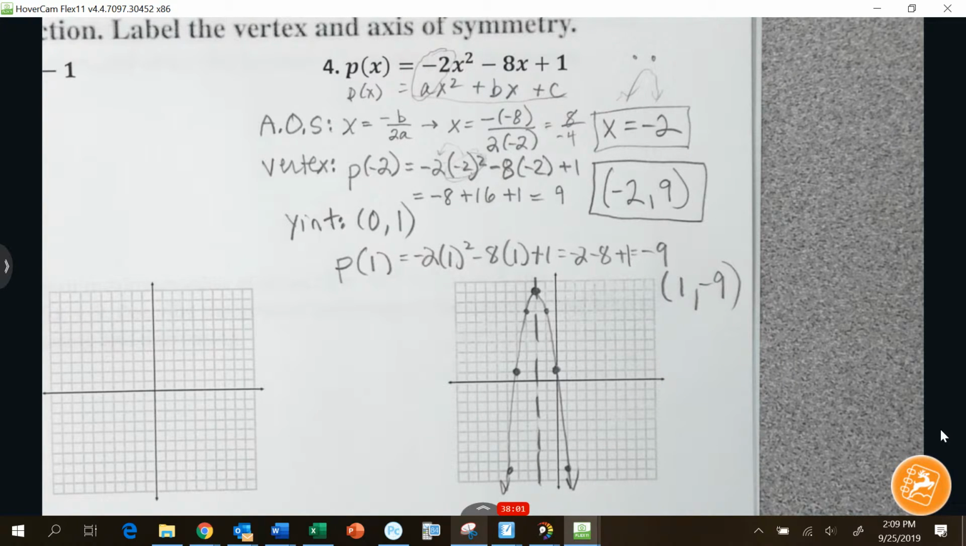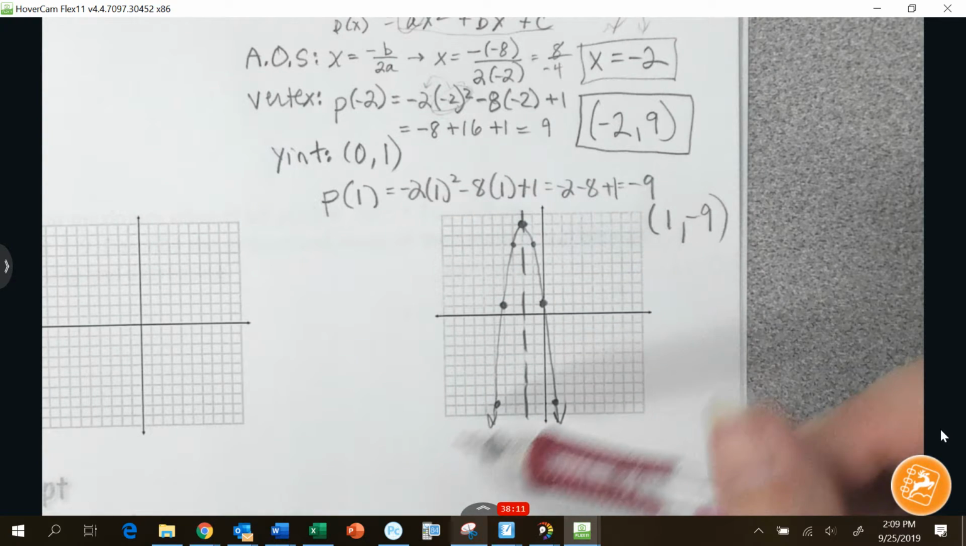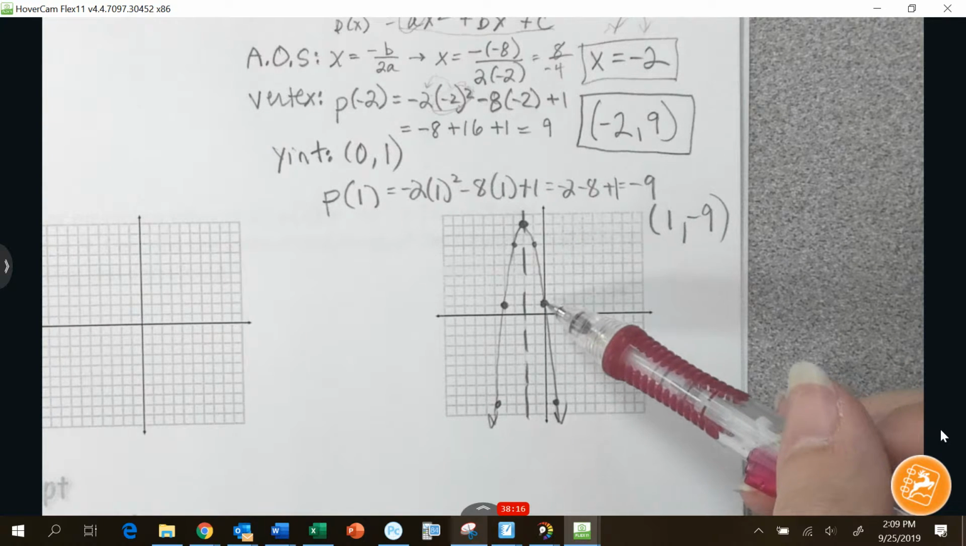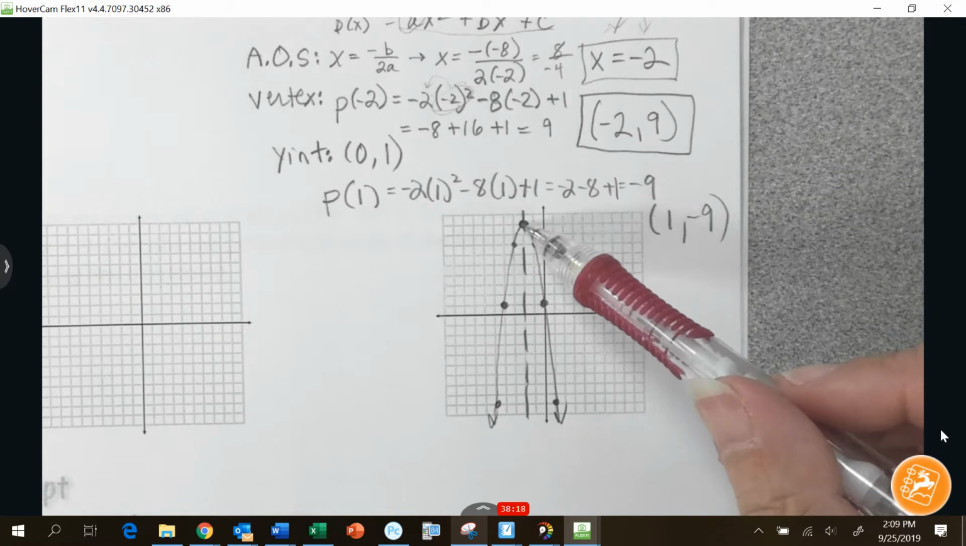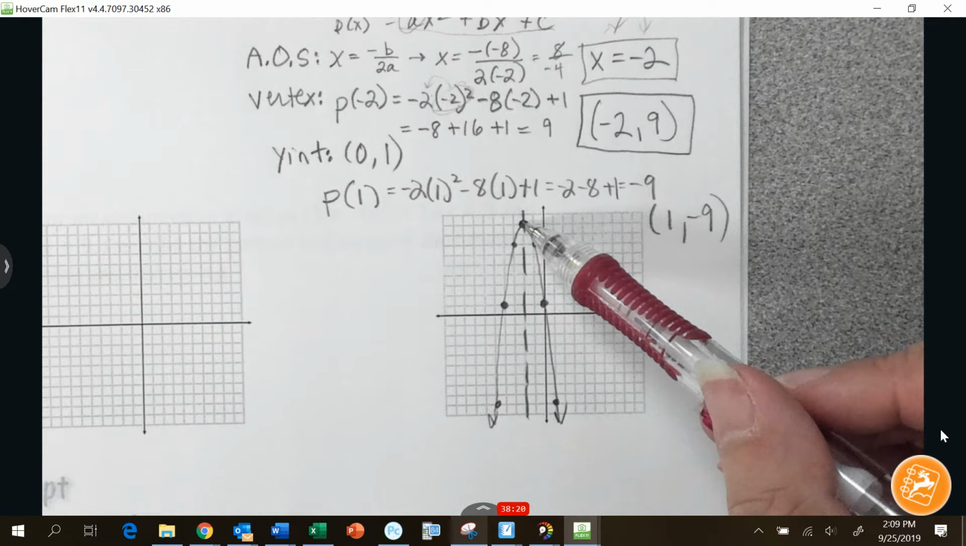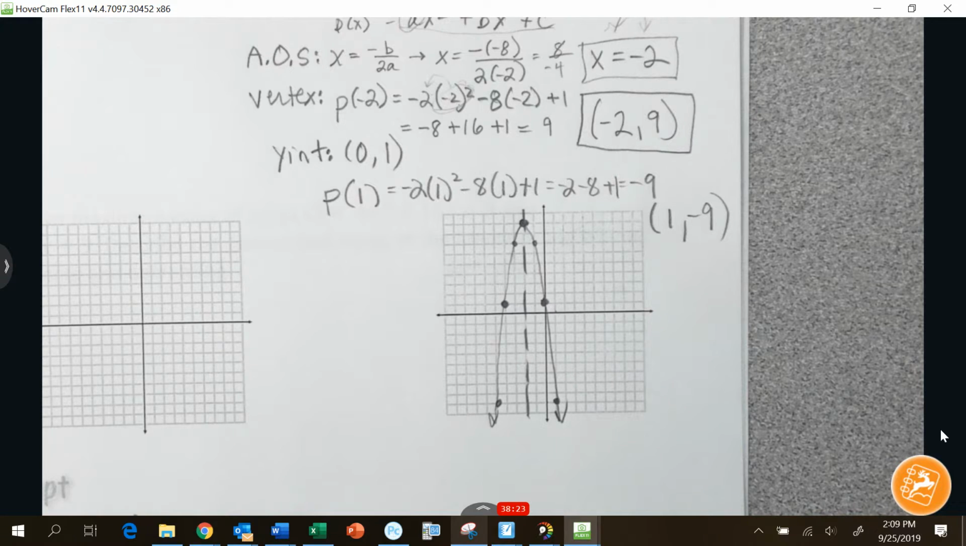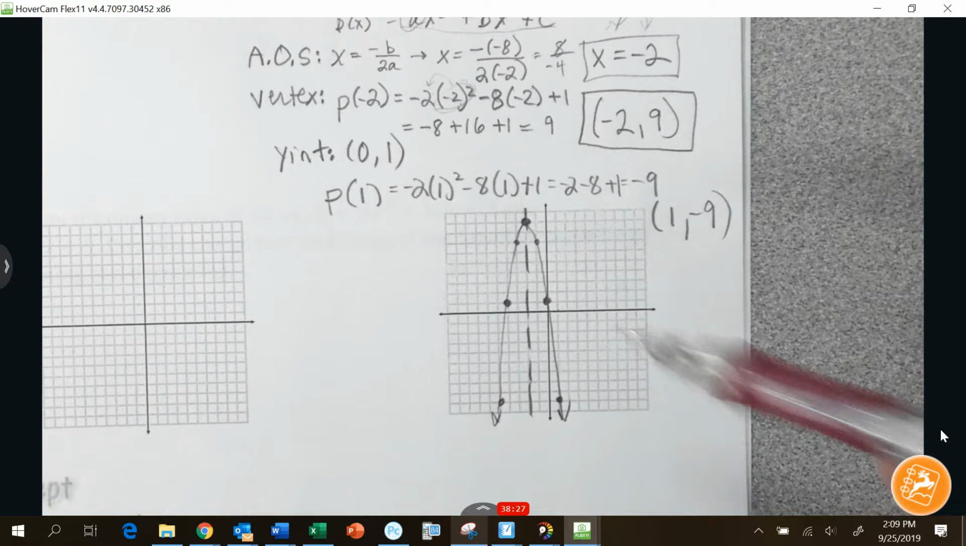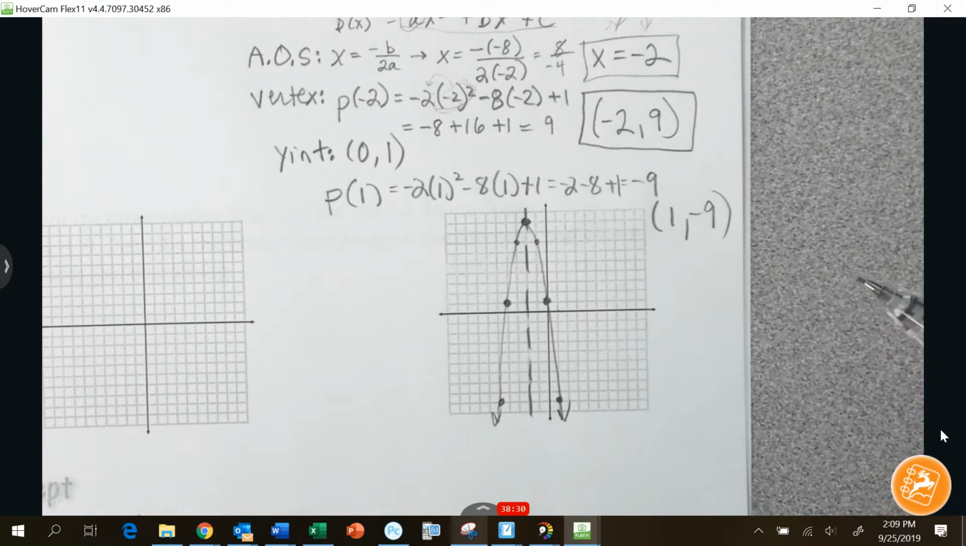Okay, and while you're gone, we're going to start a new section. Why did you plug in 1 for x? Because I just picked any x to find another point. I couldn't plug in 0 because I already had that answer. I couldn't plug in negative 2 because I already had that answer. So I just picked something near there, and I picked 1. You can pick any random number, but if you pick a really big number, it's not going to be on the graph. So I picked something near this graph, which is why I picked 1.